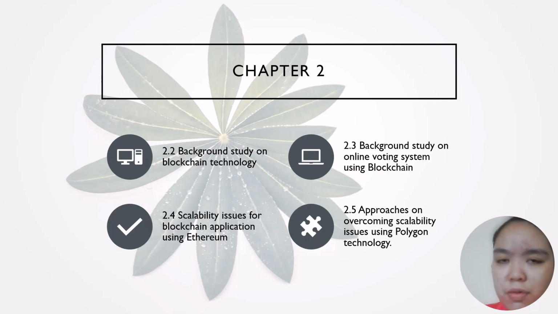Moving on to chapter 2, which is the literature review. We will be focusing on the background study on blockchain technology, the background study on online voting system using blockchain, the scalability issues for blockchain applications using Ethereum, and approaches on overcoming scalability issues using Polygon technology.